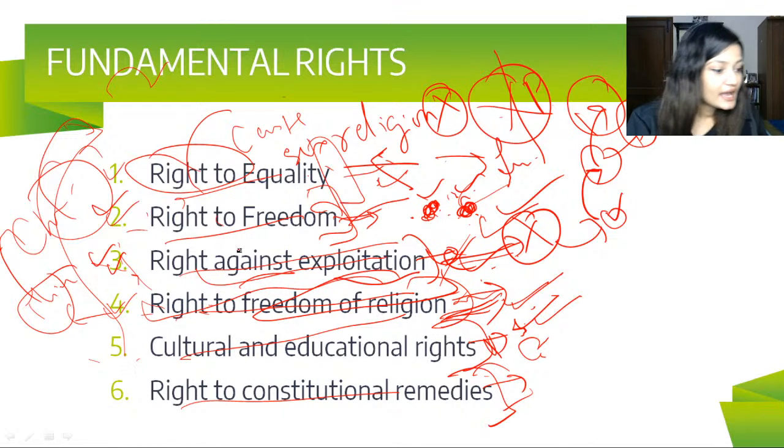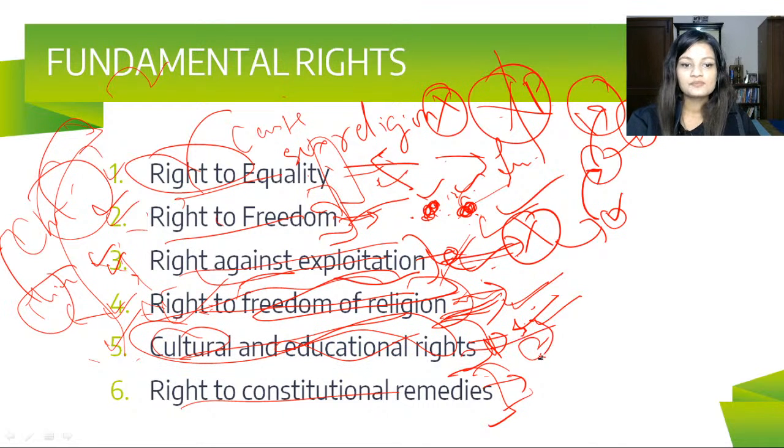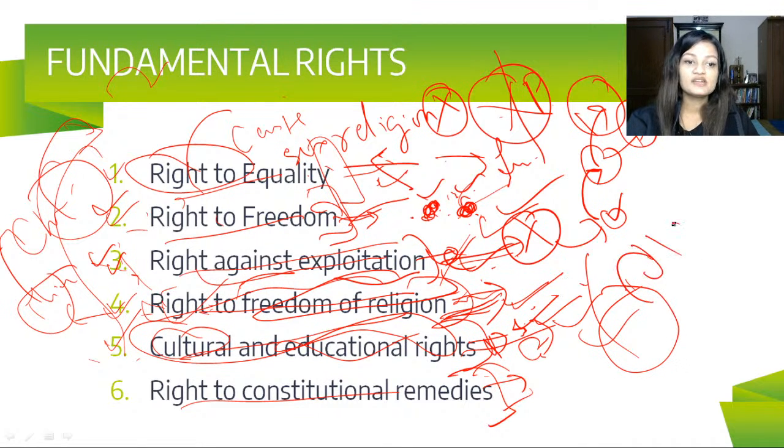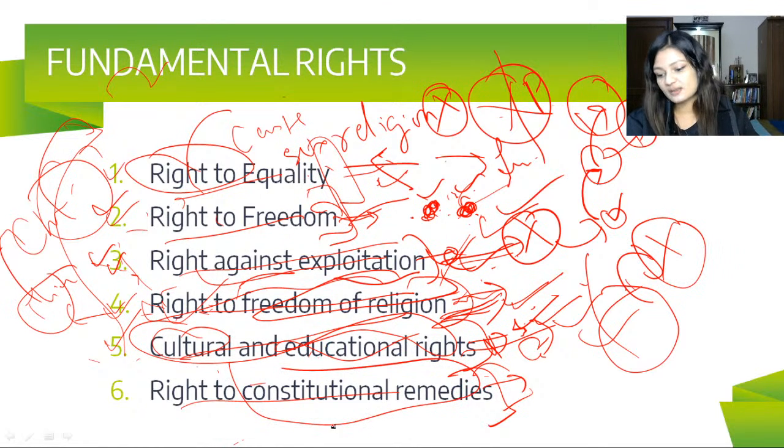Then moving on, we have cultural and educational rights. So the constitution states that all minorities, religious or linguistic, can set up their educational institutions in order to preserve and develop their own culture. So okay, cultural and educational rights then means that you can set up institutions and schools and so on and so forth to preserve and develop your own culture and nobody can stop you from doing so. Similarly we have a right to constitutional remedies.